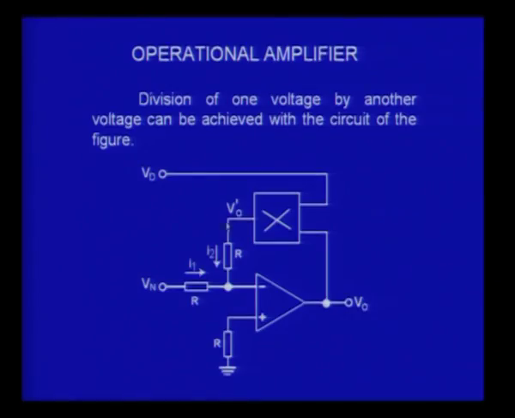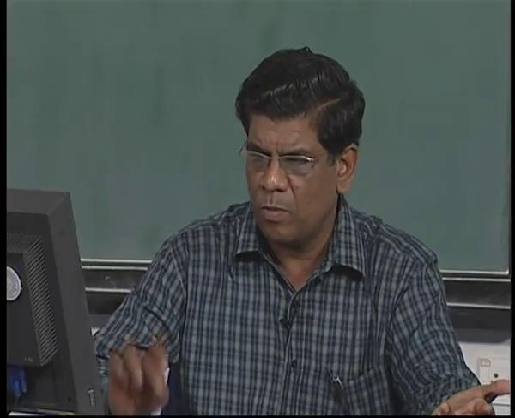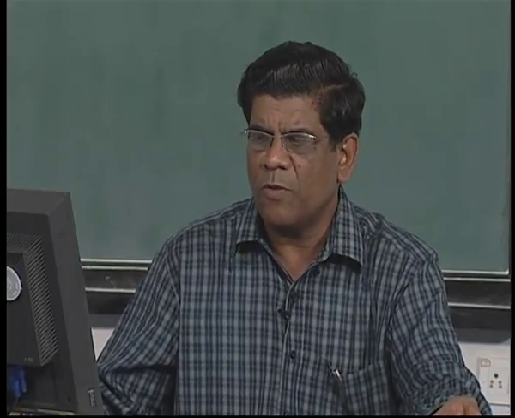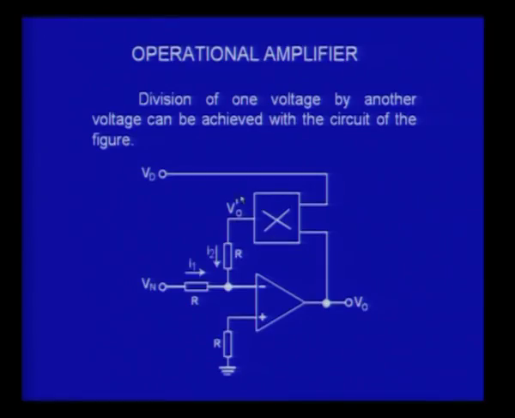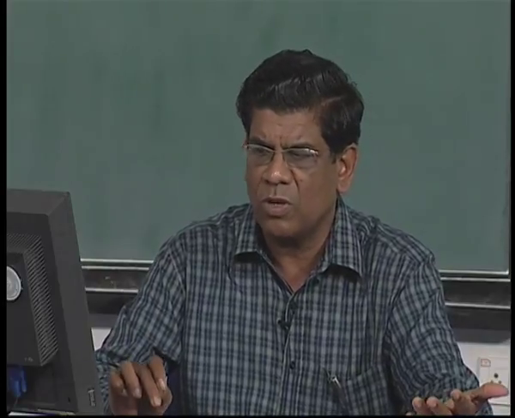So, now Vd is connected to one of the inputs of the multiplier. The output voltage is the other input of this multiplier, and the multiplier comes in the feedback loop, and Vn, the numerator voltage, is connected at the input of the op amp in which this is connected as the feedback device. Now, what is Vo prime, the output of the multiplier? The output of the multiplier is k times, where k is a constant, times the two inputs. The two inputs are Vd and V naught. So, Vo prime is equal to k times V naught into Vd.